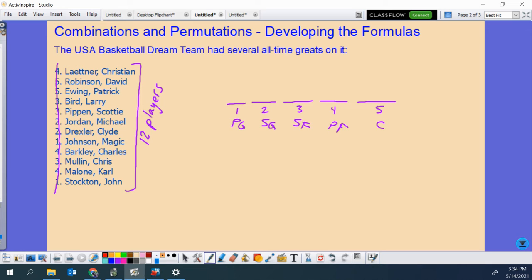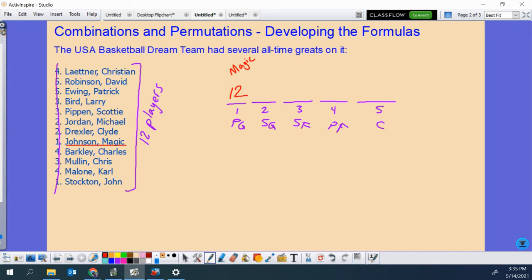How many are possible? So the simplest way to think about this is, how many choices do you have for the first position, the 1 spot? And since you have 12 players, you have 12 choices, right? You could put any player in at point guard. Once you pick your point guard, this is conditional probability, right? We're not doing probability, but basically the idea is we've already picked one for that first spot. So now there are 11 left to choose from, right? So let's say that our first spot was Magic Johnson, which maybe makes the most sense.